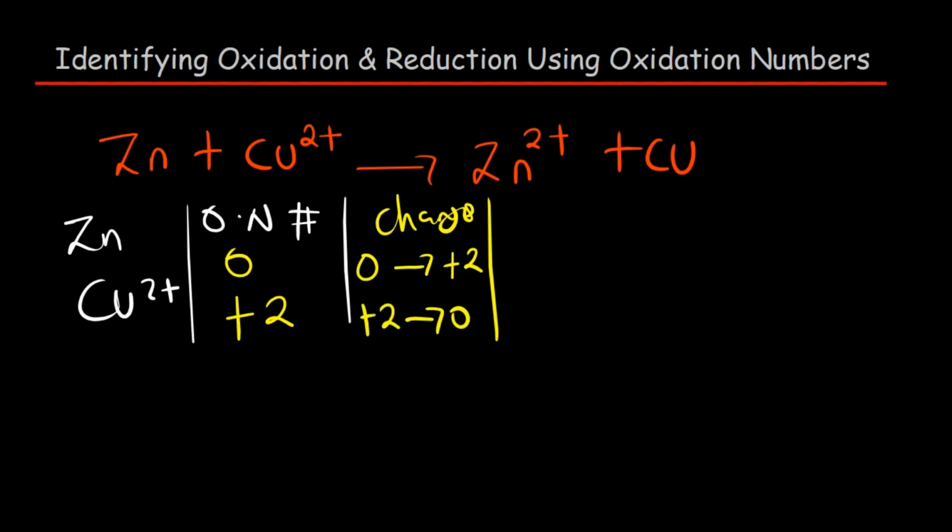Now the question would be, let's start with zinc. The oxidation number moved from 0 to 2. Is that an increase or a decrease? It's an increase, so it means zinc was oxidized. Then when I come to the other side, what is going to happen to the copper 2 plus? The copper 2 plus was reduced. So basically that is what oxidation numbers help you to identify. Let's solve another one.